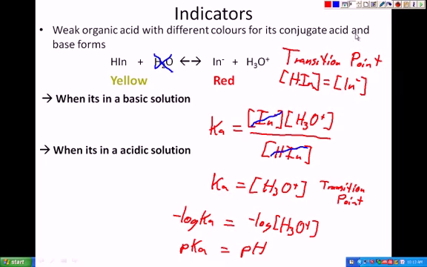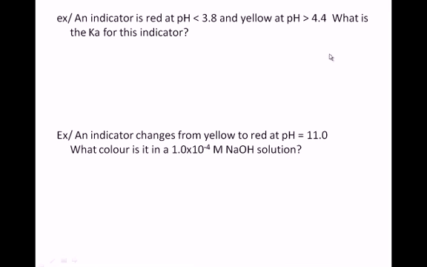Okay, so let's look at a few questions and figure some stuff out. Right here it says an indicator is red at pH less than 3.8 and yellow at pH greater than 4.4. What is the Ka for this indicator?